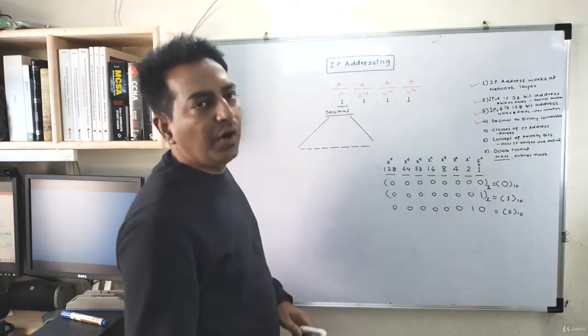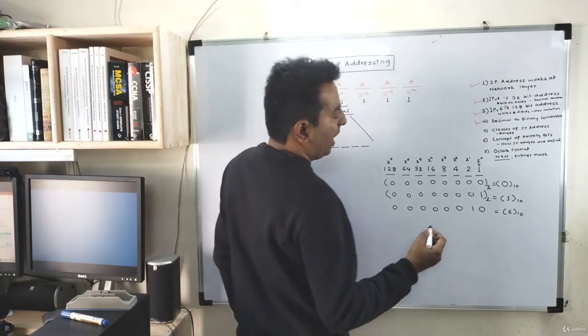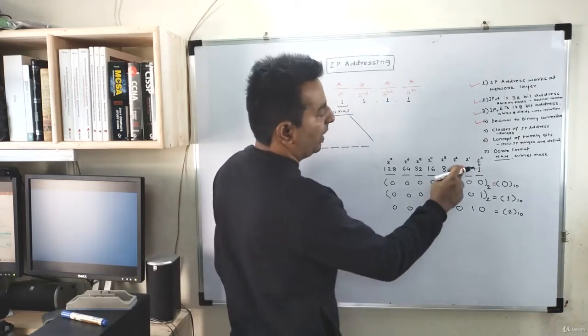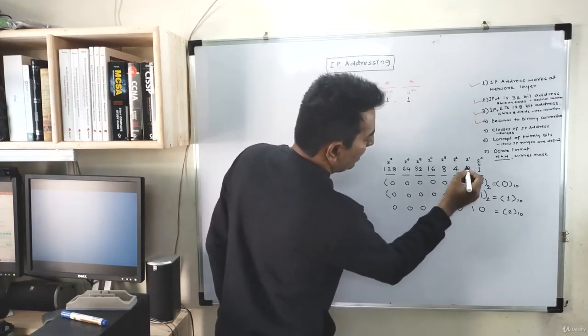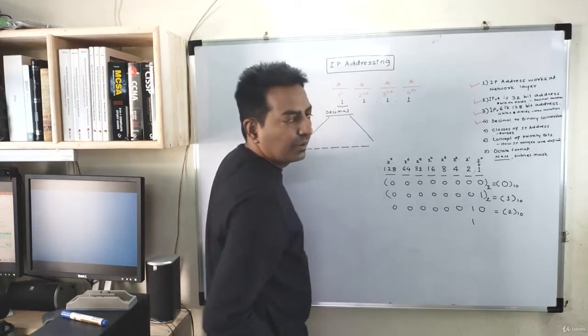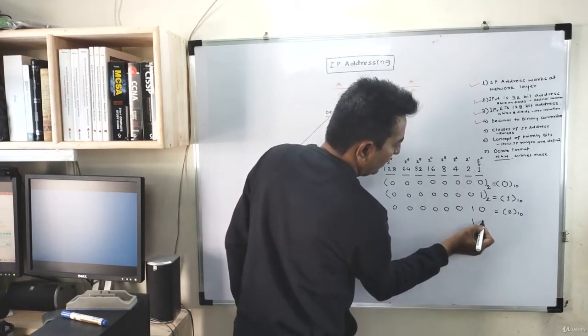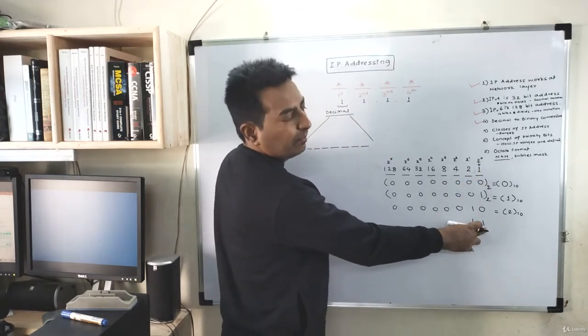Let us say you want 3. So how can you achieve 3? You need to add 2 and 1. So what you will do, you will mark 1 here, and again for the value of 1, you will mark 1 here.